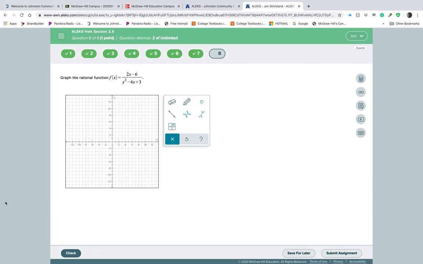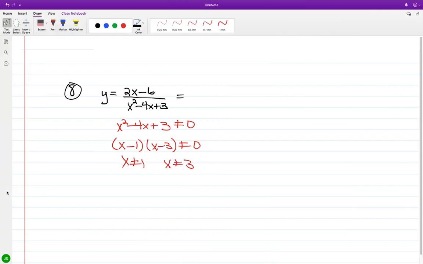Okay, for what we have in the case of number 8, it says to graph the following rational function, where we have y is equal to (2x - 6) all over (x² - 4x + 3). And now this is going to be a bit of a different item because this is going to be a graph that will have a hole in it. Again, we cannot have a 0 denominator, so x cannot be 1 or 3.